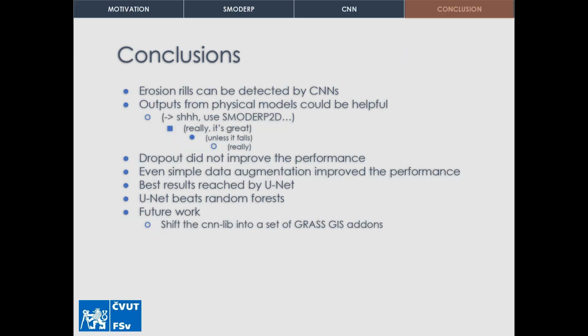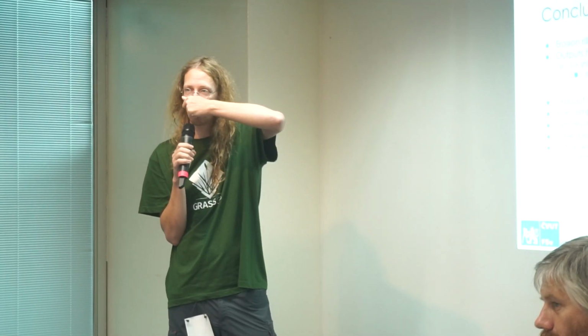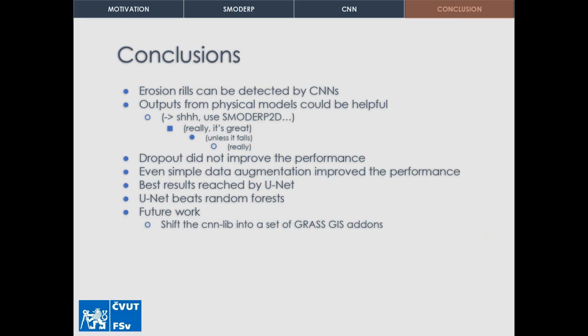Let's go further, just to the conclusions. The rills can be detected by CNNs. The outputs from physical models could be helpful, so don't be afraid of using the physical models. Very interesting was that dropout did not improve the performance. If you want, I can talk later more on why it is, because it's for another talk probably. But it happened, and it's not unique to this one. Even simple data augmentation helps the CNN.